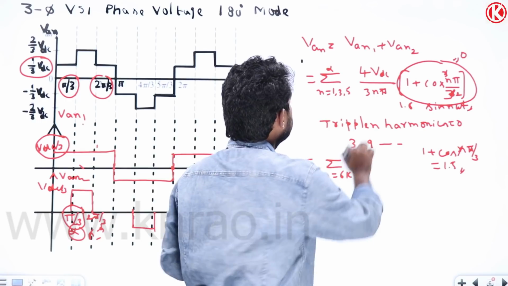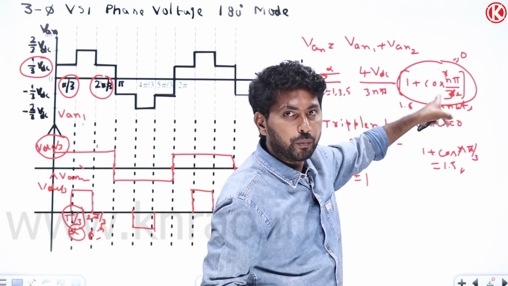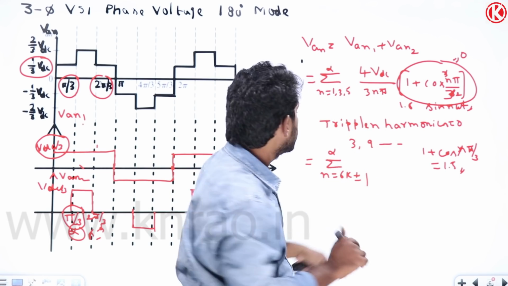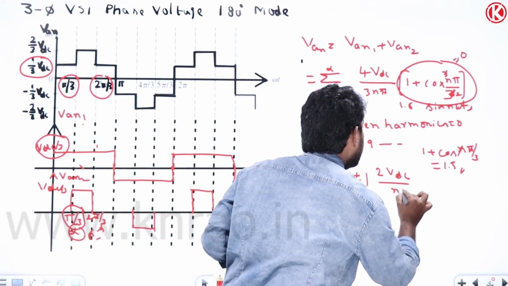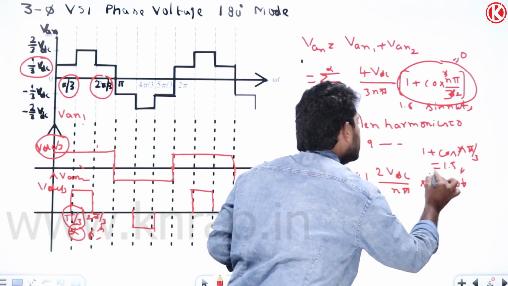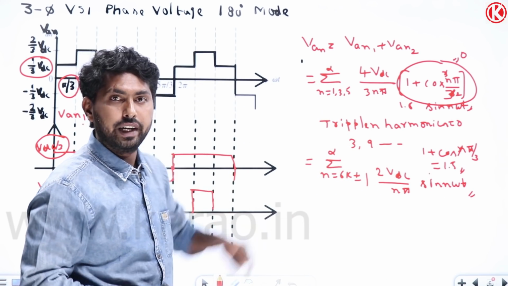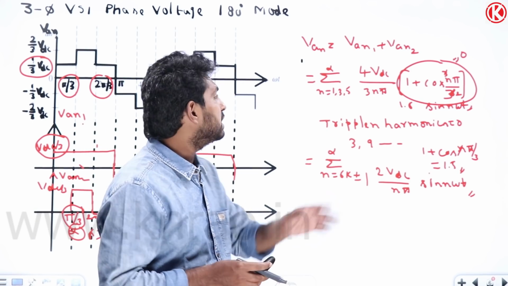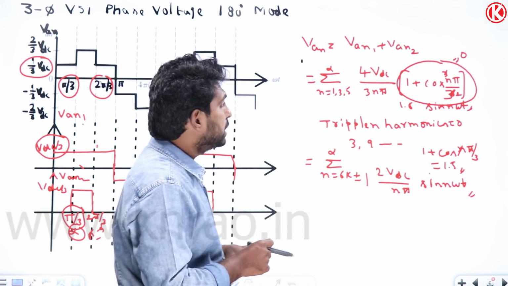So it will be 6k plus or minus 1 to infinity. This value is 1.5. So 1.5 into 4 equal to 6, 6 by 3 equal to 2. So it will be 2 VDC by n pi into sine n omega t. So this is the expression for the phase voltage in the 180 degrees mode of conduction. So here itself, when you are learning the inverters, you can write the direct expression. So let me solve the next one.